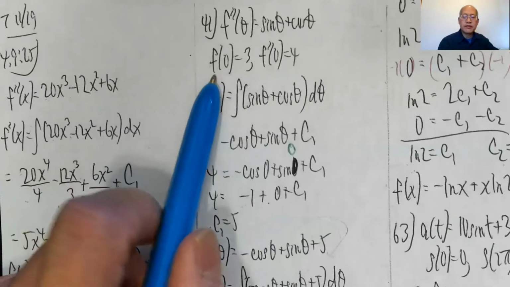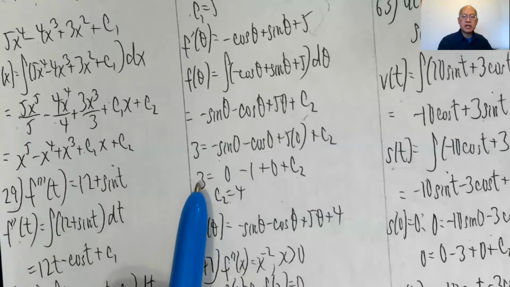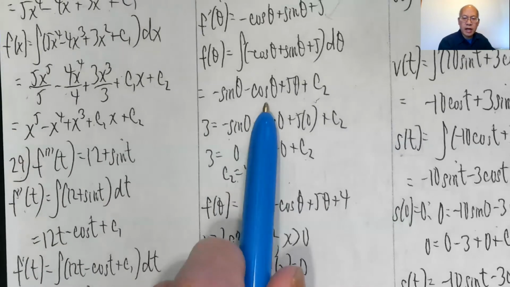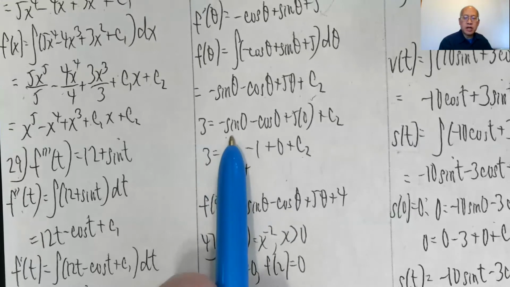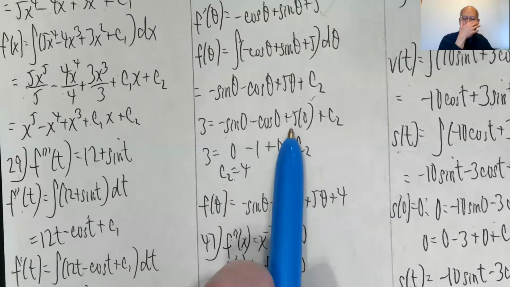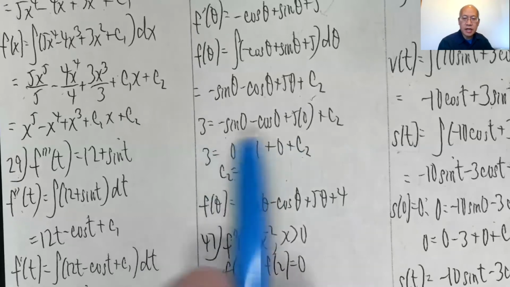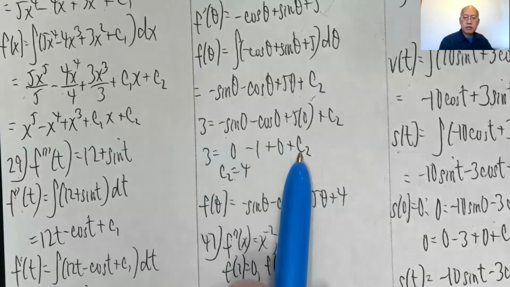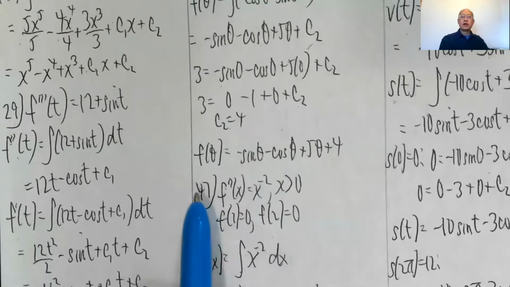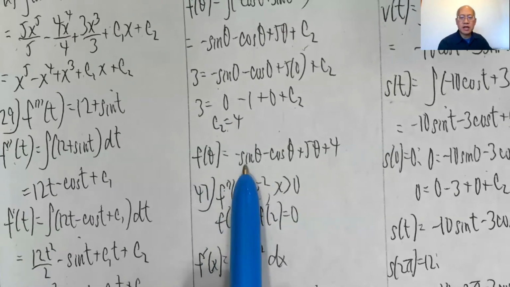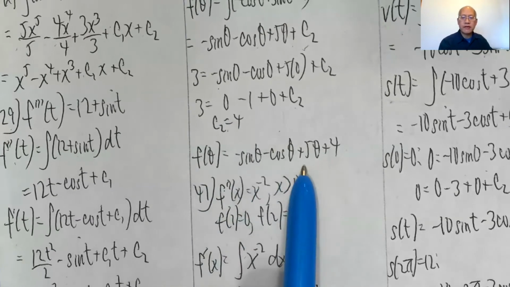And then they tell me f of 0 is 3. So now 3 is the answer when I plug in 0 here and here and here. So 3 is negative sine 0 minus cosine 0 plus 5 times 0 plus c2. That's nothing. That's nothing. This is minus 1 plus c2. Add 1. So c2 is 4. So final answer, f of theta is negative sine theta minus cosine theta plus 5 theta plus 4.